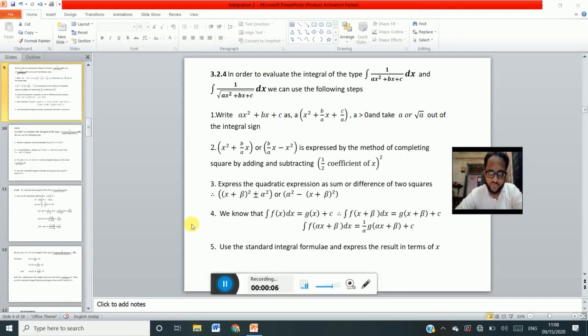In the previous class we saw the integration of the form 1 upon x square plus bx plus c and 1 upon root x square plus bx plus c. In this type of integration we have to use the proper steps, and some examples of this type were also seen in the previous lecture, right?